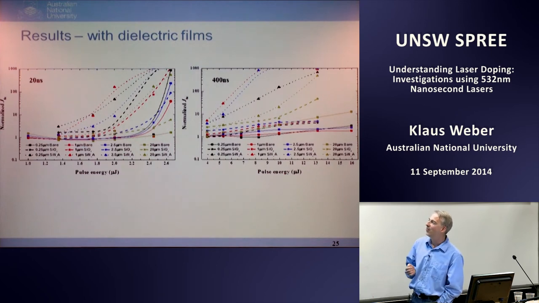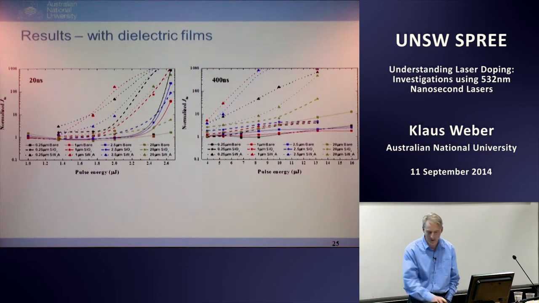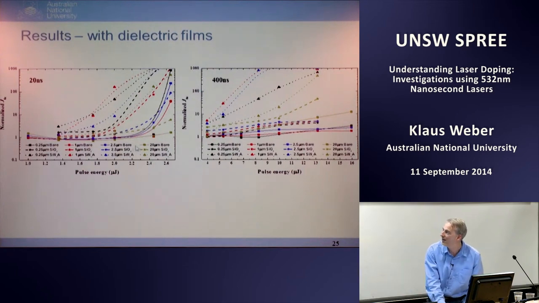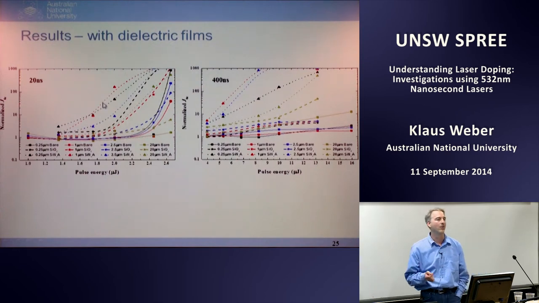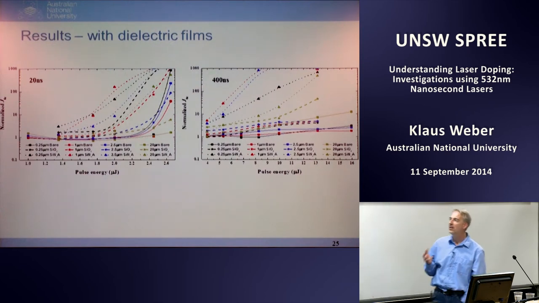So what can I tell you about this? Let me try to summarize. The first thing, and maybe I can point it out in the graph: these lines up here, that's silicon nitride, and here as well. We actually used different kinds of silicon nitride film. Silicon nitride turned out to be really bad in that it introduced a lot of damage into our laser doped regions.